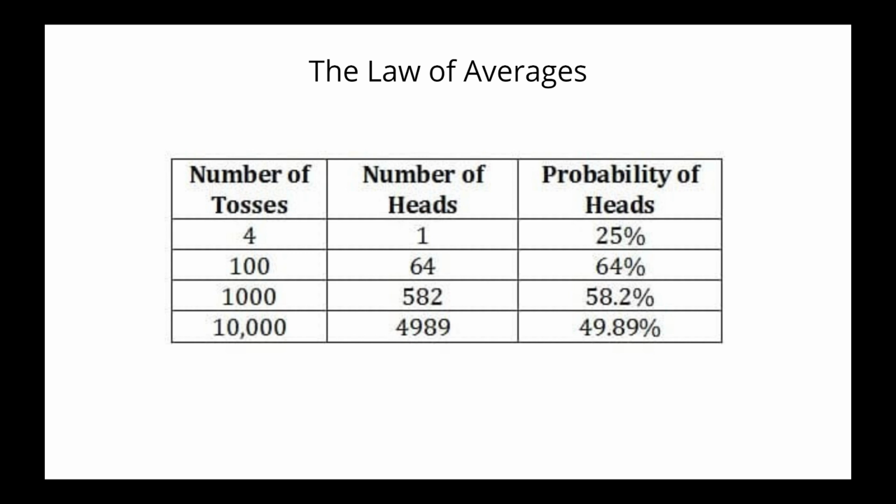Let's try it with 10,000 tosses. 10,000 tosses took a while, but eventually 4,989 times it went on heads. So a probability of heads being 49.89%. So as you can see, the more data you get, the more stabilized your data gets as well.